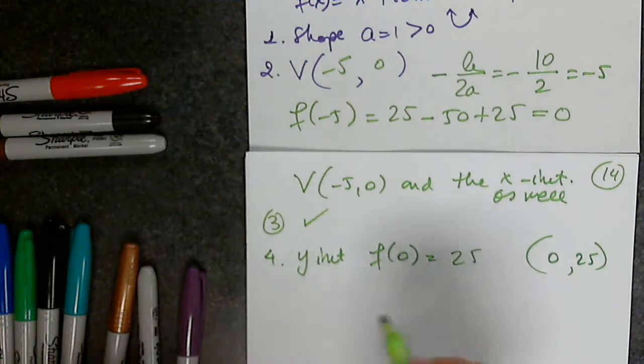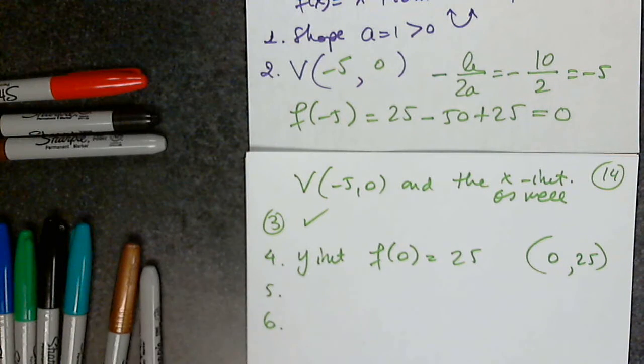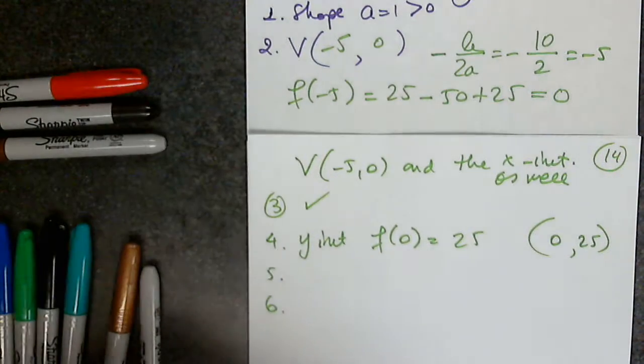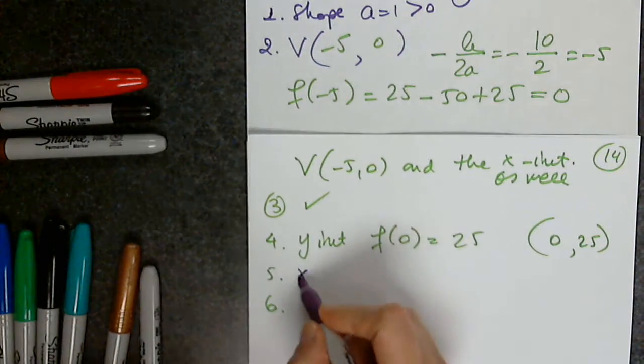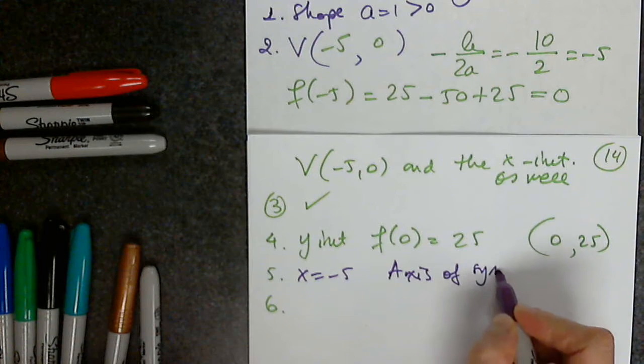Perfect. 5 and 6 are just words, but are important words because one is used to keep the graph in shape, and the other one is really used to give us the range. So that's why these are so important. So what is the axis of symmetry? Very good. X equals -5, axis of symmetry.